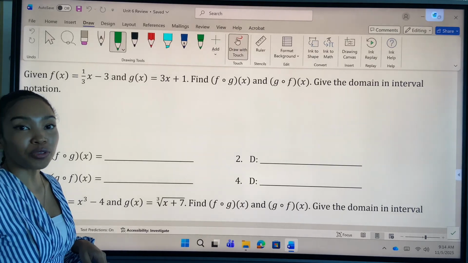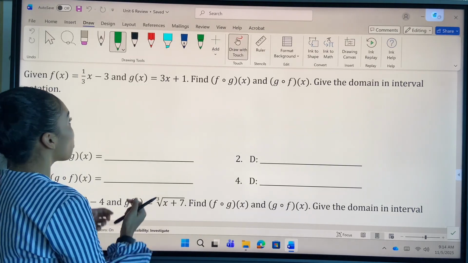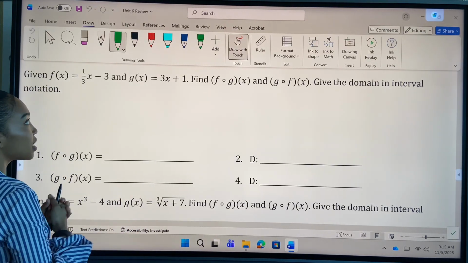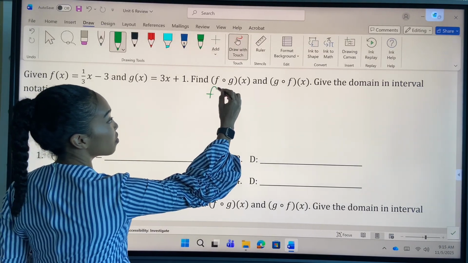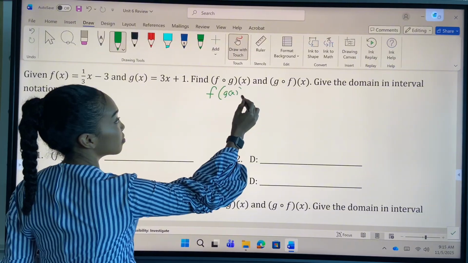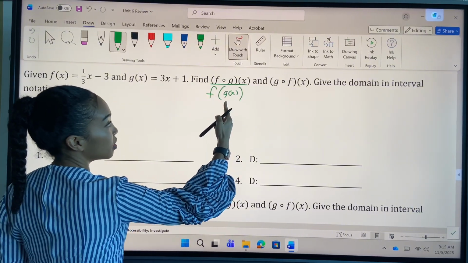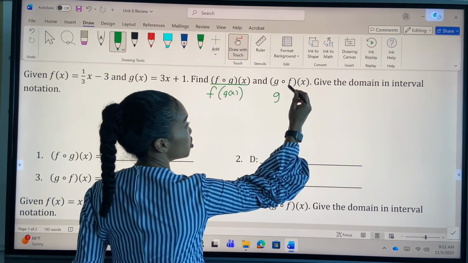We're going to review compositions and inverses. So our first question is a composition. They give us two functions and they want us to find the composition of f of g. That's how this can also be written. And g of f.